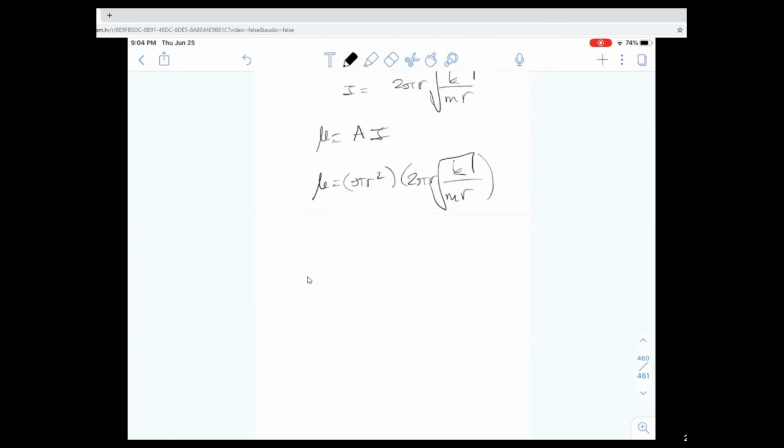And then let's just clean it up. You got pi and you got pi, so it's going to be pi squared. You got r squared, you have r, so it's going to be r cubed. We got an r here. So we got 2 pi squared r cubed. What else? That's it.